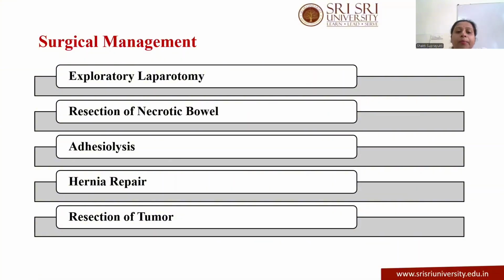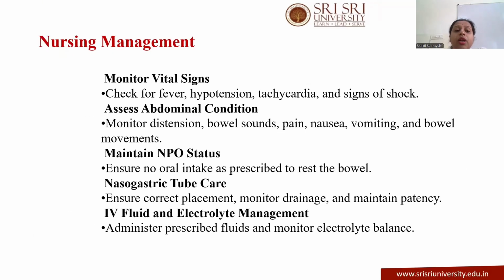After that, we have provided the medical management, already we gave, and the surgical management we checked, and also we give the nursing management. In nursing management, number one, firstly we monitor the vital signs. Okay, in vital signs we check for fever, hypertension or tachycardia, and signs of shock due to obstruction. Then assess the bowel condition and maintain NPO, okay, nil by mouth, and also check the intake output chart and provide the nasogastric tube feeding.